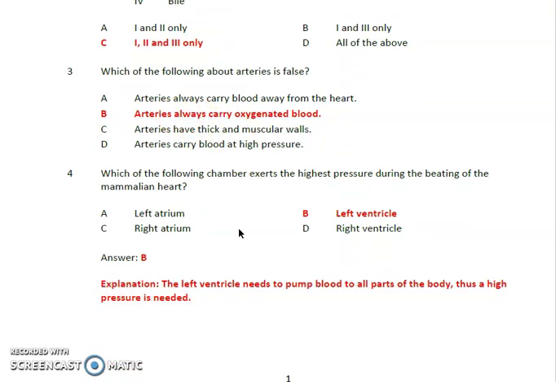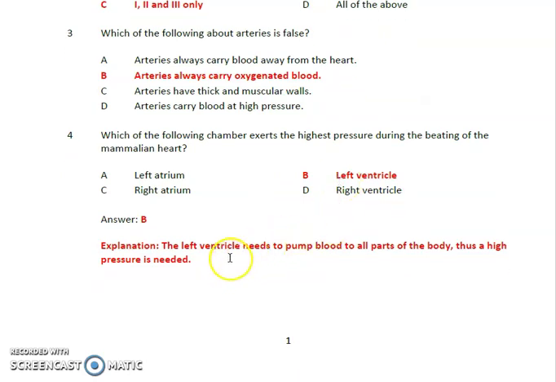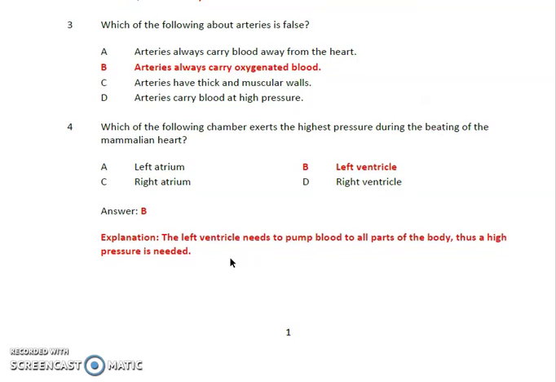Now, question 4. Okay, which of the following chambers exert the highest pressure during the beating of the heart? Okay, the answer here is B, left ventricle. Okay, reason being the left ventricle needs to pump blood to the rest of the body. So it has to travel a long distance. Okay, so the wall need to be thick so that it can withstand that high pressure, okay, that is flowing.